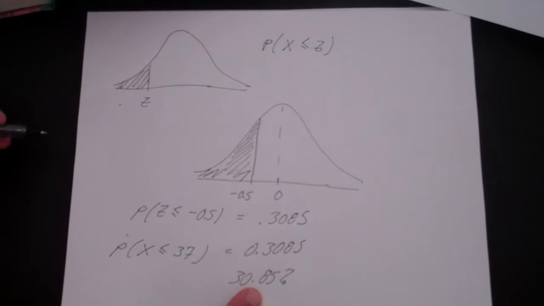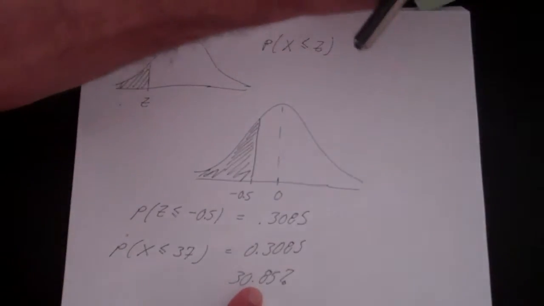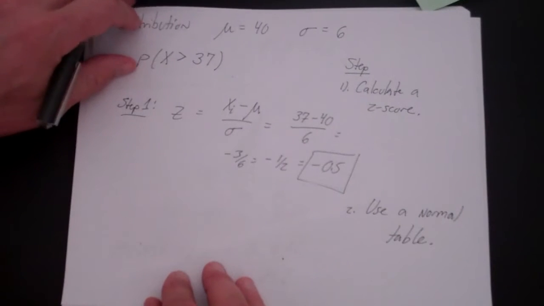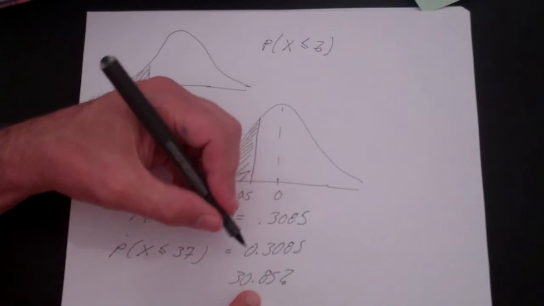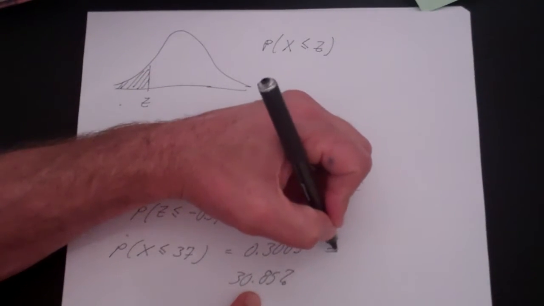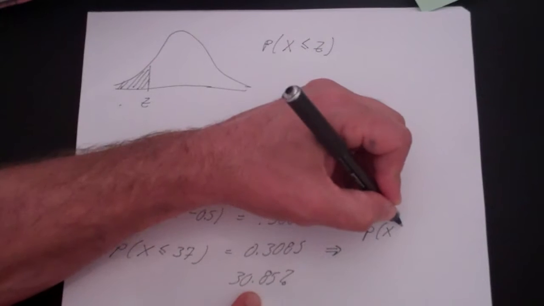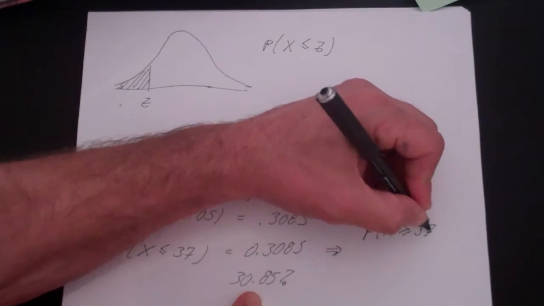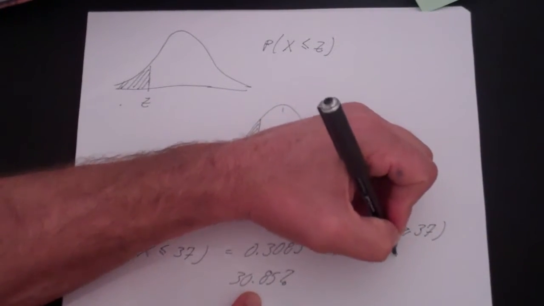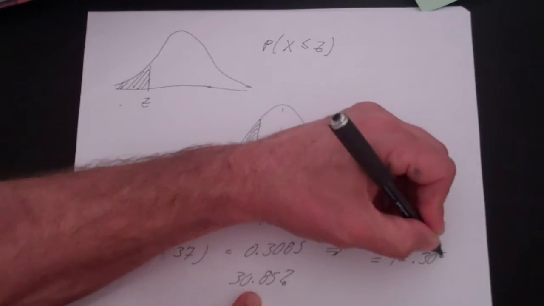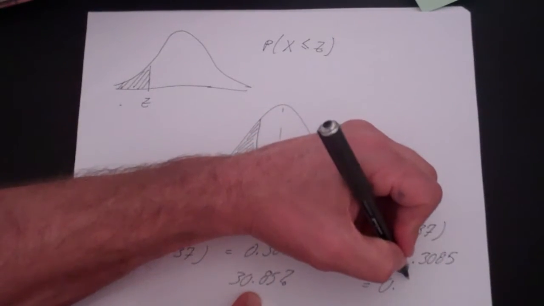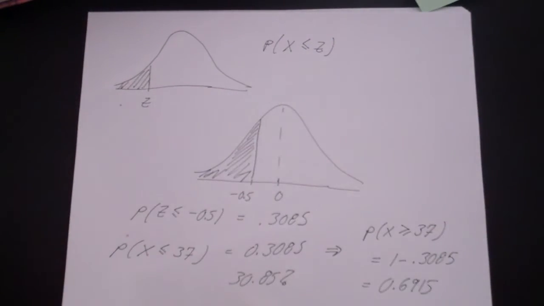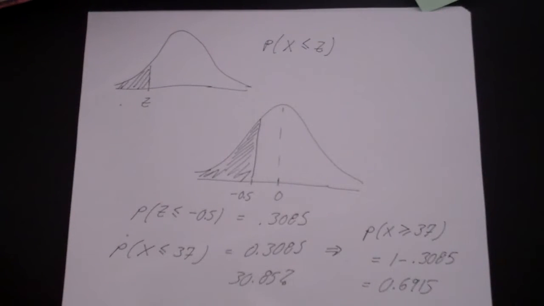What we want originally, our actual question here, is the probability that x is greater than 37. So if the probability that it's less than or equal to 37 is 30.85%, that means the probability that it's greater than or equal to 37 is 1 minus that. So it's 1 minus 0.3085, or another way to say that is 0.6915, or 69.15%. And that's how you use the standard normal table.